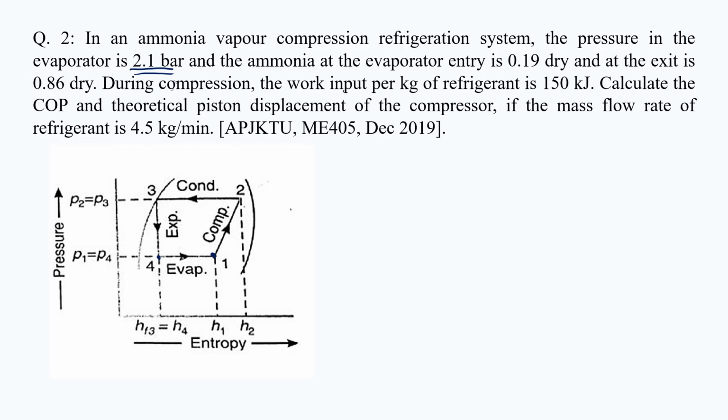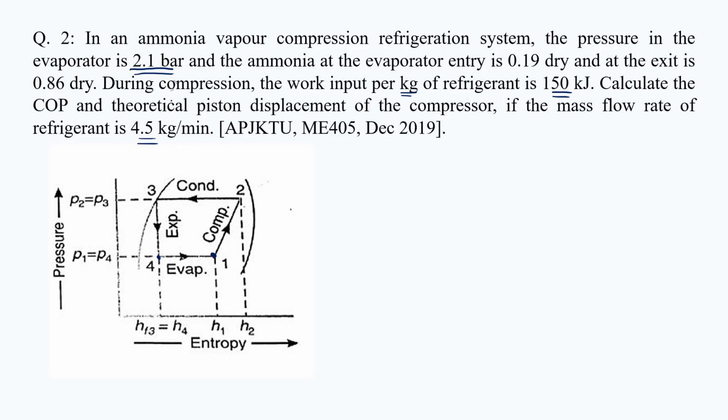During compression, the work done per kg of refrigerant is 150 kilojoules. Here, instead of mass flow rate, the mass of refrigerant is being given, so when we are finding this work done, it will be in kilojoules rather than kilowatt. Calculate the COP and theoretical piston displacement of the compressor if the mass flow rate of the refrigerant is 4.5 kilograms per minute. So mass flow rate is also given but separately.